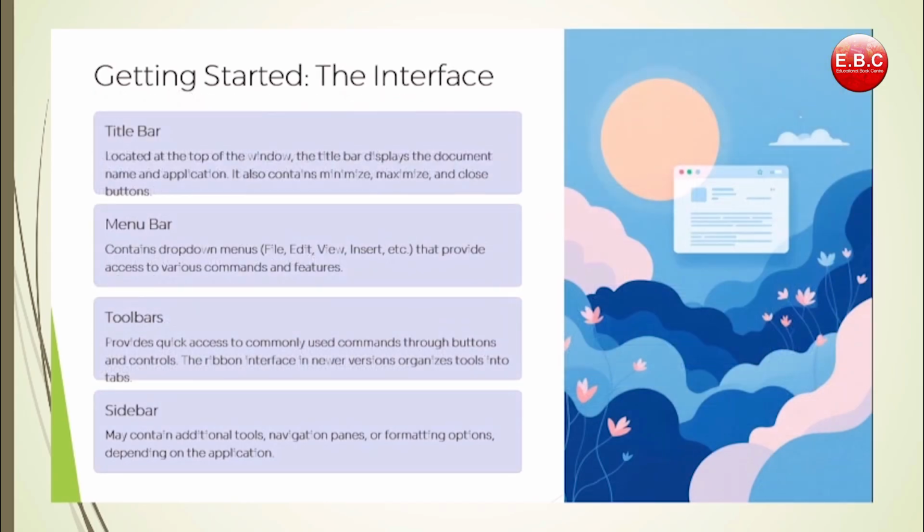The interface: first of all, on the top is the title bar. Located at the top of the window, the title bar displays the document name and application. It also contains minimize, maximize, and close buttons. The second one is the menu bar. It contains drop down menus like File, Edit, View, Insert, etc. that provide access to various commands and features.